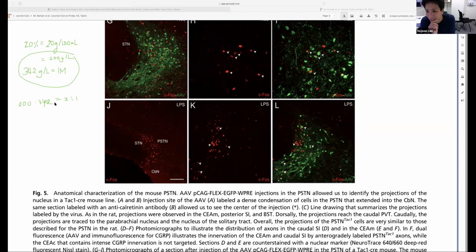Anyways, that's how you do it. So it's nothing complicated. And I actually hate it when people put percent in a paper, because that's easier to prepare the solution. So easy. You just weigh the sucrose, 20 grams. Oh, I know we use 30% sucrose to cryoprotect our samples, but still.